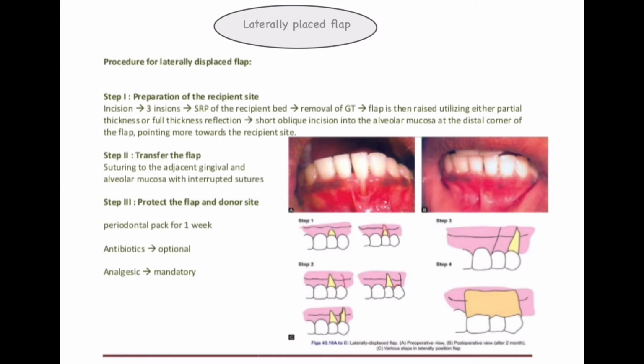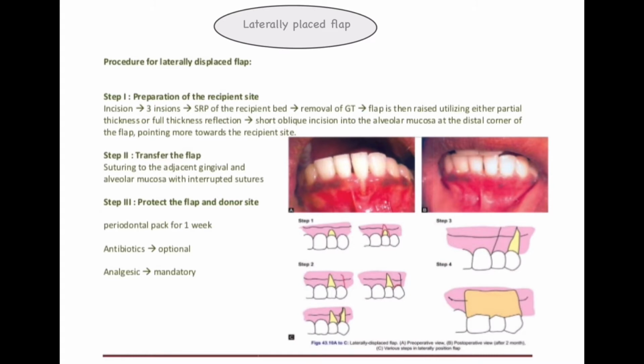And then in the adjacent step 3 we are seeing that the flap has been raised, and in the fourth step after raising the flap it has been positioned to the adjacent tooth, that is laterally, therefore it is called a laterally placed flap. Now after placing the flap we place sutures, okay, to cover that defect. This is the procedure for the laterally placed flap.